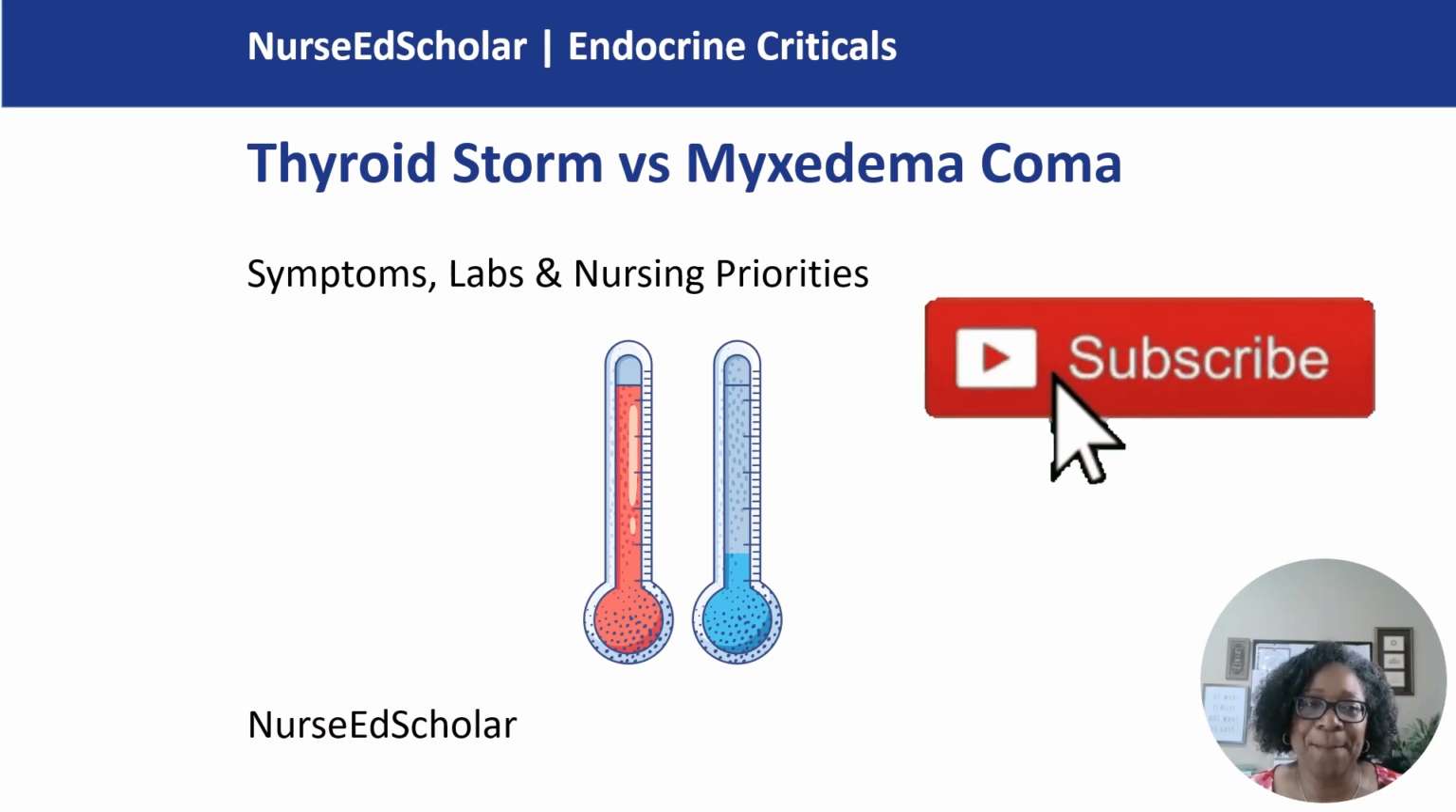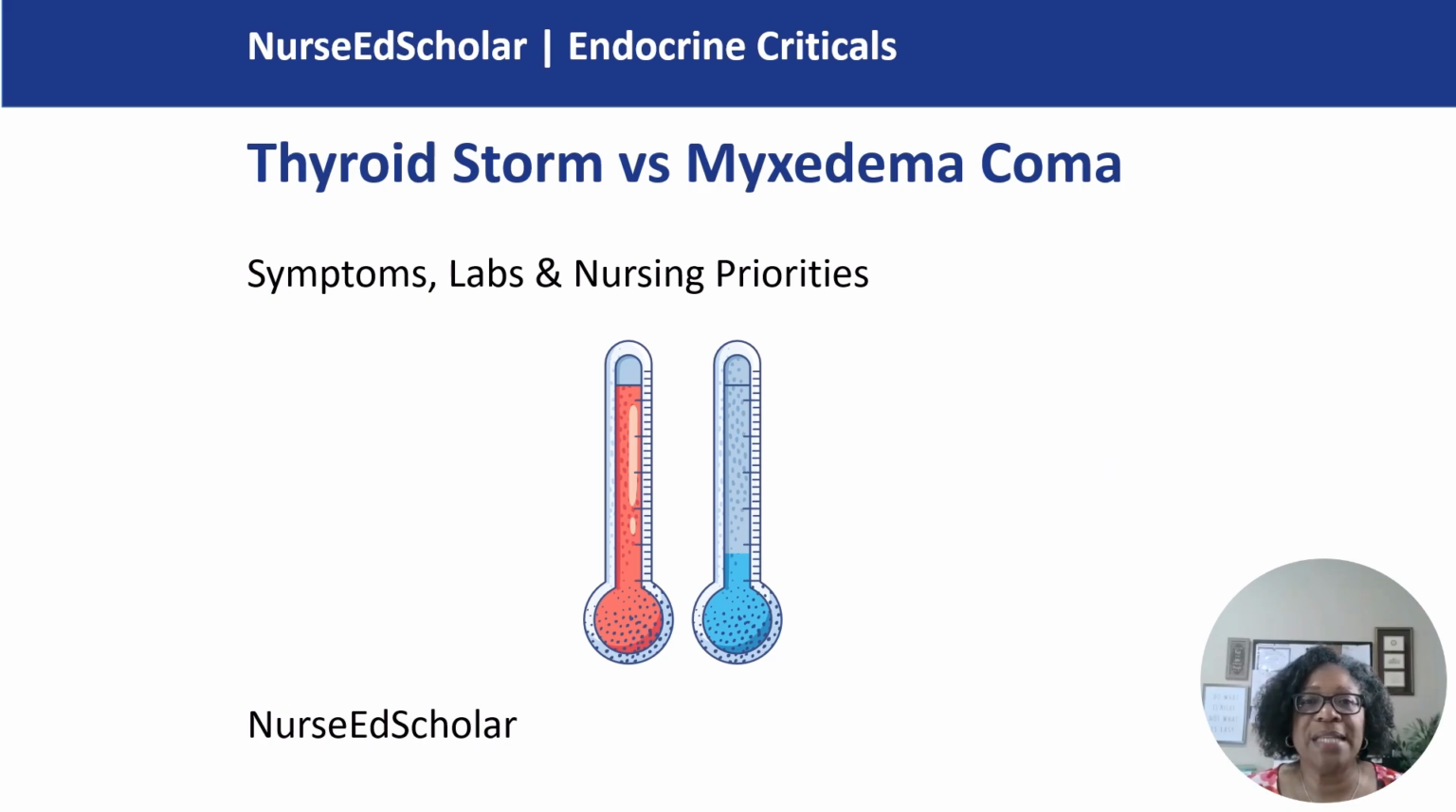Hi, welcome back. So you're taking care of two patients. One patient is burning up. Their heart's racing, they appear agitated, and it looks as if they're headed towards cardiac collapse. But then you have another patient, and that second patient, they're shutting down. They're cold, slow, barely responsive.